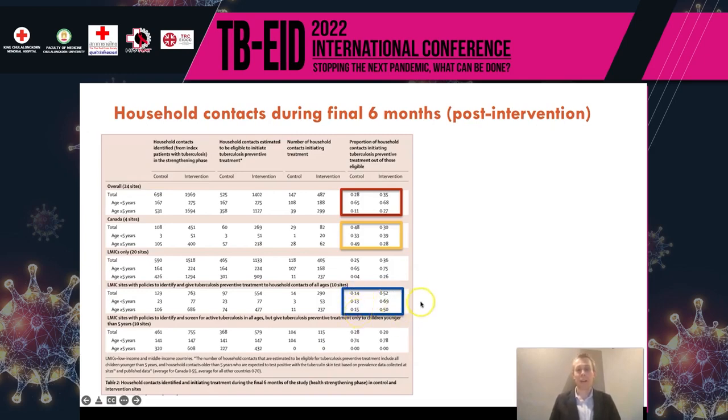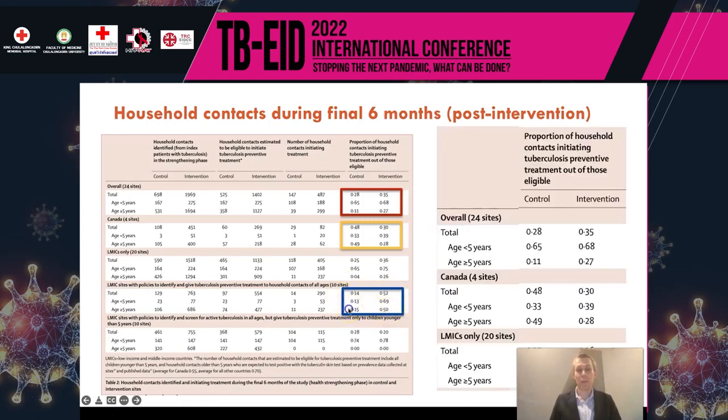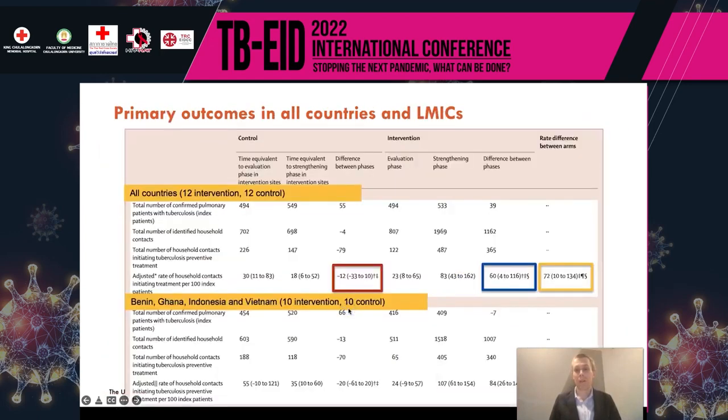And so this indicates that in Canada, which was a site that has been doing preventive therapy for many years, this intervention didn't really increase it further. And in fact, if anything, there was an imbalance in favor of the control group. Whereas in the lower middle income countries, where there was a high burden and limited baseline use of latent TB therapy, there was a substantial improvement.